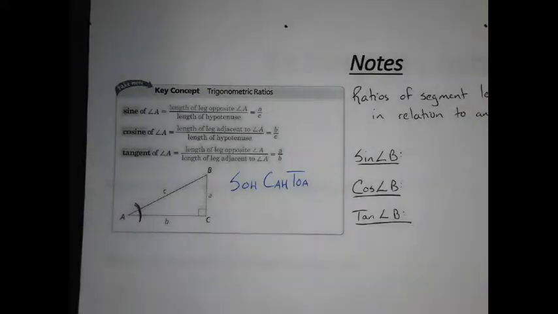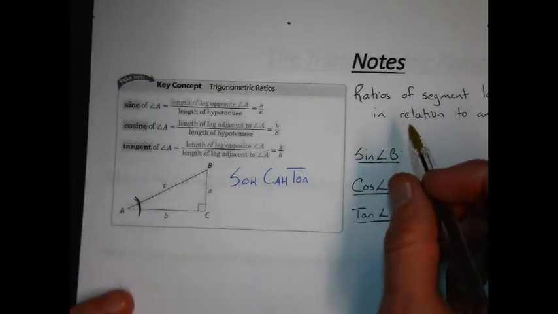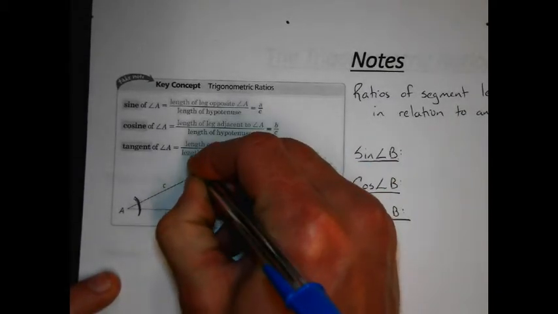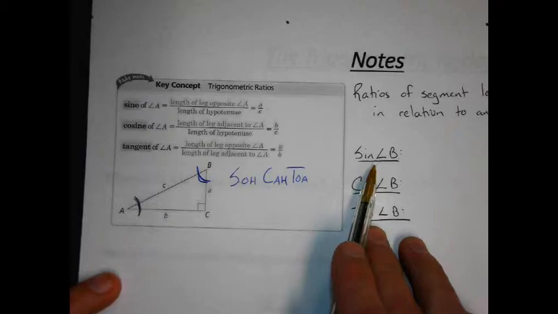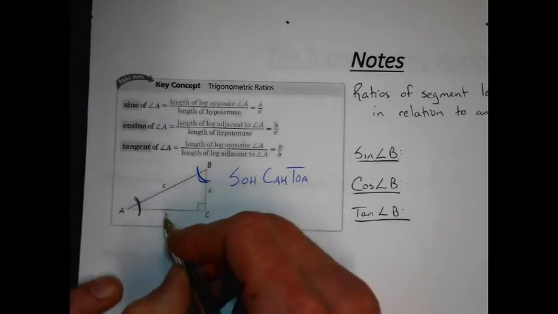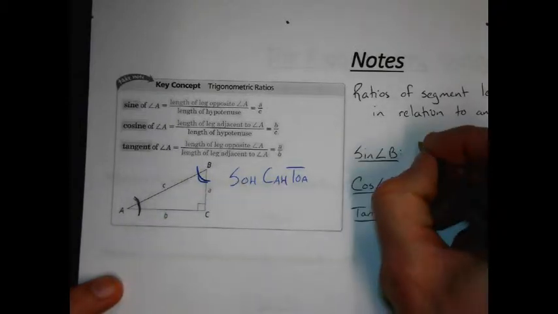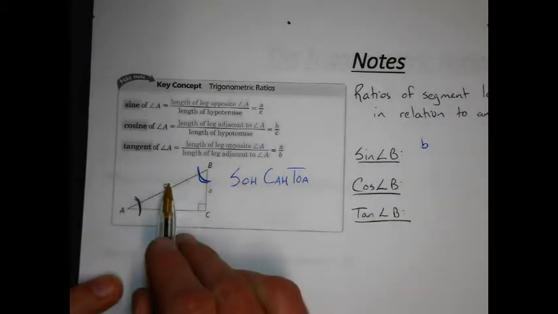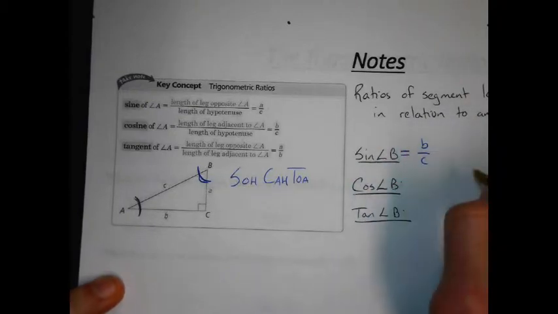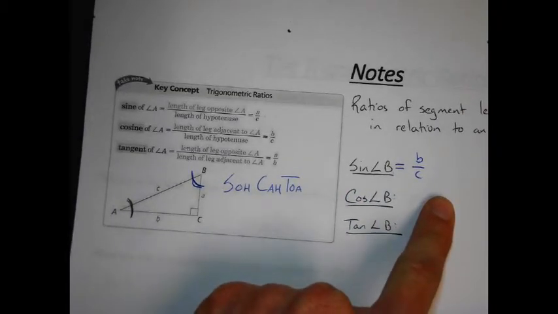So what if we changed our perspective? Same triangle, but now we're going to look at angle B. What then would be the sine of angle B? Remember, sine is opposite over hypotenuse. Well, here's angle B. The opposite of B is leg B, and the hypotenuse is still C. So the sine of angle B is B over C. See how that works? I hope you do.